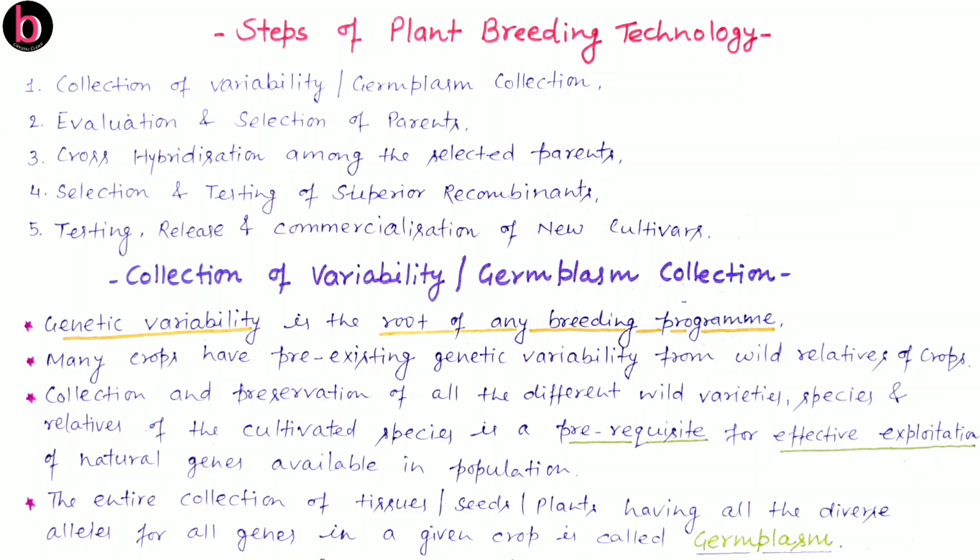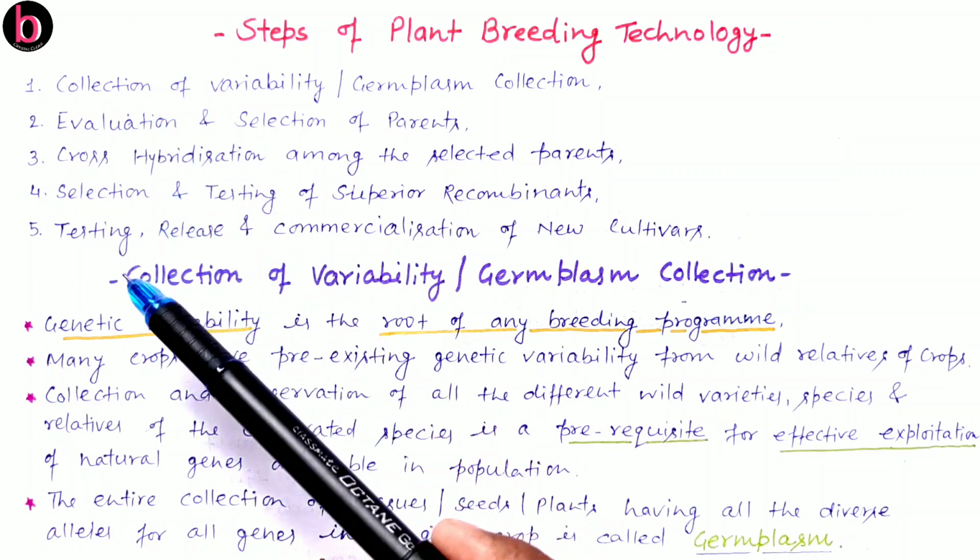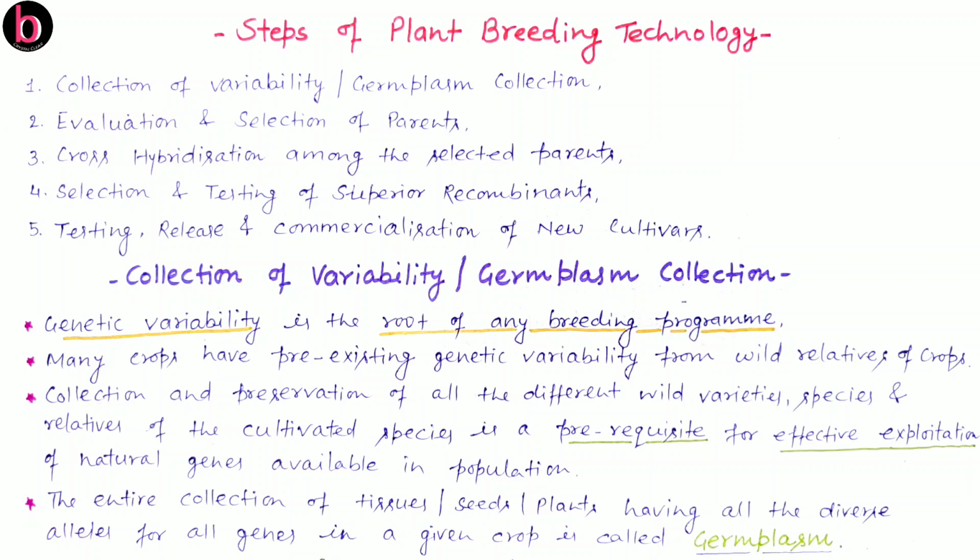A question may be about the arrangement of these 5 steps. Randomly there may be 4 steps and you have to arrange them accordingly, which one comes first and which one comes last. Now we discuss each step one by one.